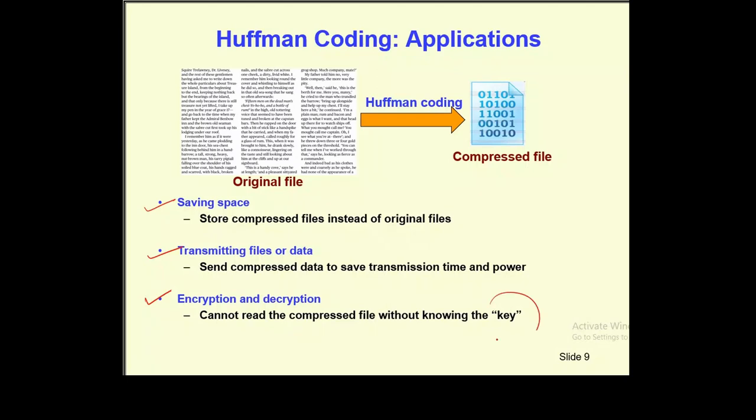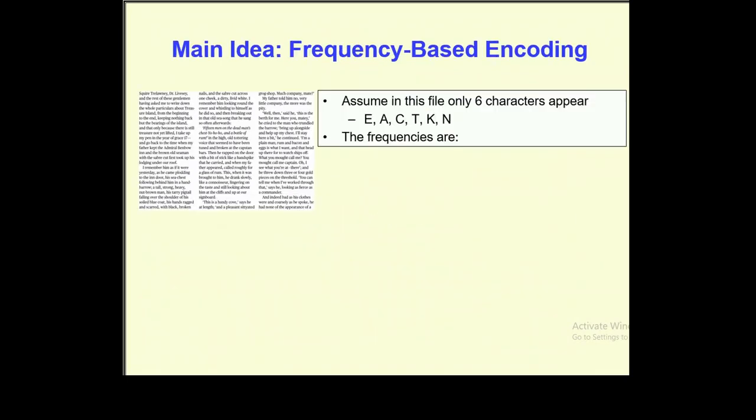What can be the main idea for Huffman coding? Meaning, how can we encode a particular file? We can understand it by one simple example. Suppose we have this file, and we assume this file contains only 6 characters. These are the characters this file contains. Now we find out the frequencies of these characters in this particular file.